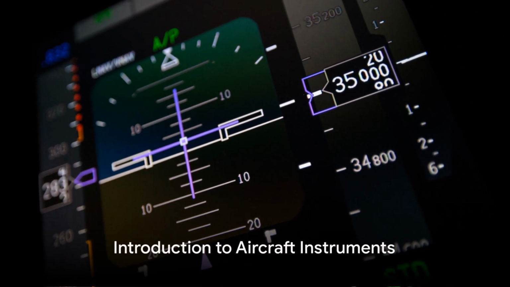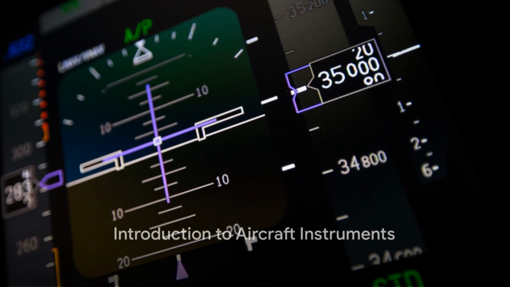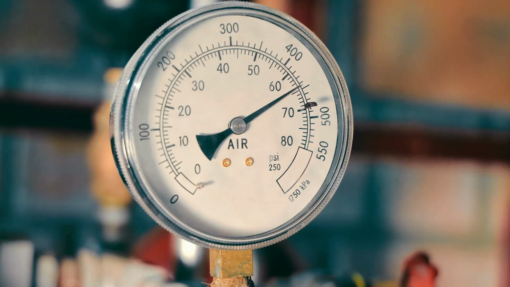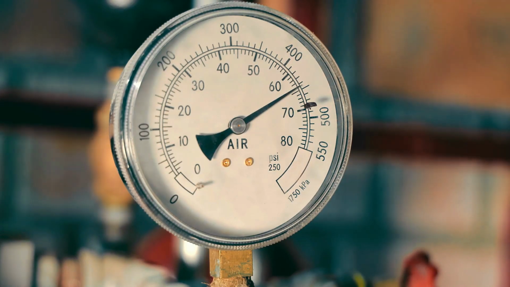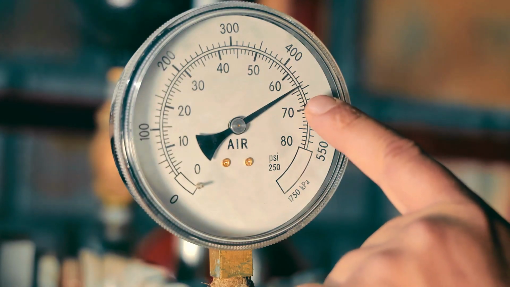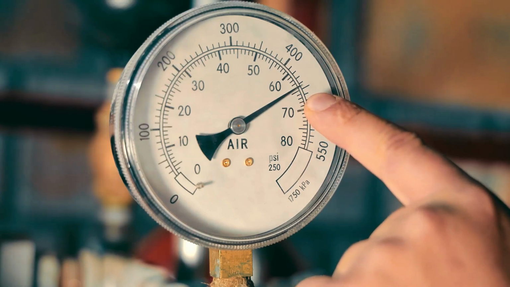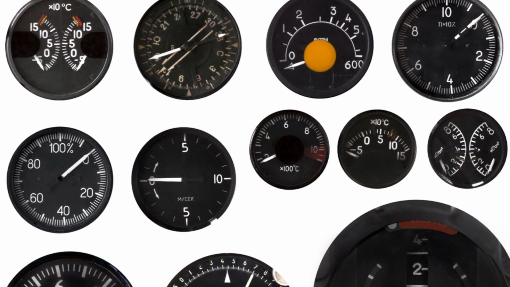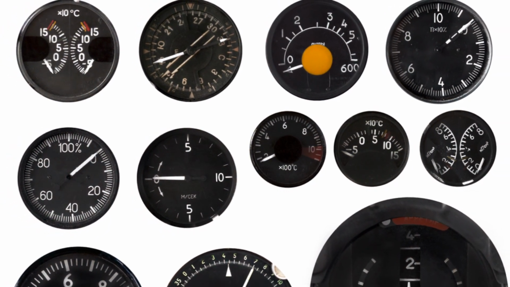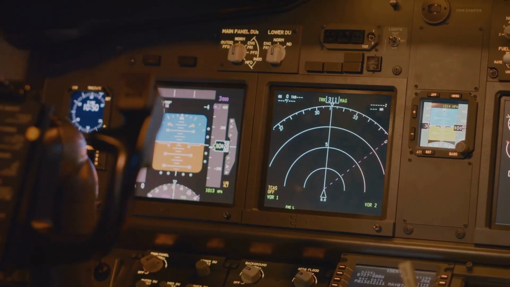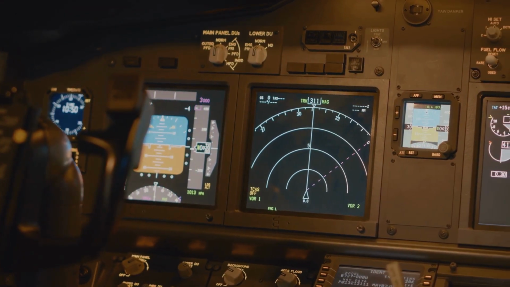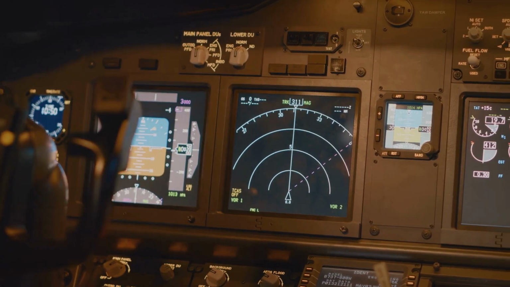Ever found yourself pondering over how the instruments in an airplane operate? Well, aircraft instruments fall into four main categories: pressure instruments, using variations in air pressure; gyroscope instruments, leveraging the properties of gyroscopic inertia; magnetic instruments, utilizing the Earth's magnetic field; and finally, engine monitoring instruments.